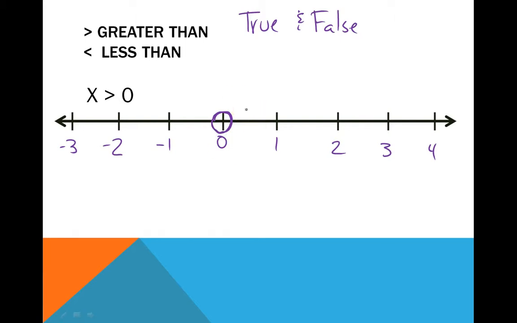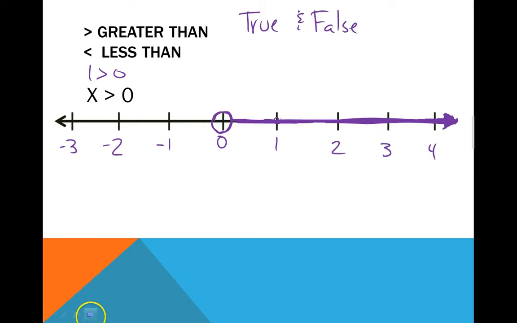If it's greater than, I need to figure out what set of numbers on which side of the number makes it true. Are 1, 2, 3, 4 greater than 0? Or are negative 1, negative 2, negative 3 greater than 0? And you can see that 1, 2, 3, 4, that is greater than 0. 1 is greater than 0. So I shade this section of my number line. Alright, and then I'm done. So 2 is greater than 0. 3 is greater than 0. 3.5 is greater than 0. That's why we shade the entire section of the number line over there.